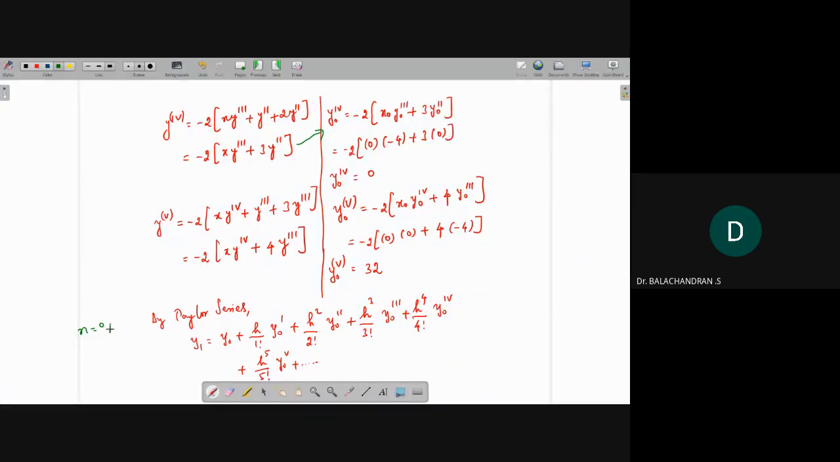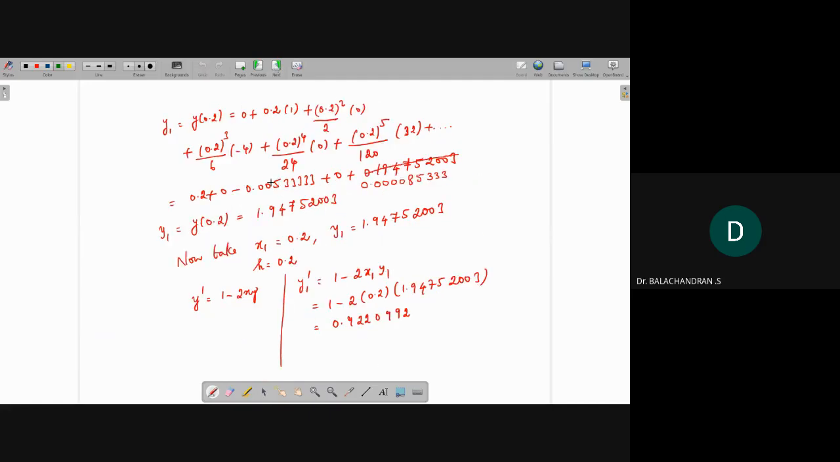Okay, now, so n equal to 0. If you substitute n equal to 0, you get y1 equal to y0 plus h by 1 factorial into y0 dash, and so on. So substitute the values we just found, and using calc, you should find the value of y1 equal to y of 0.2.